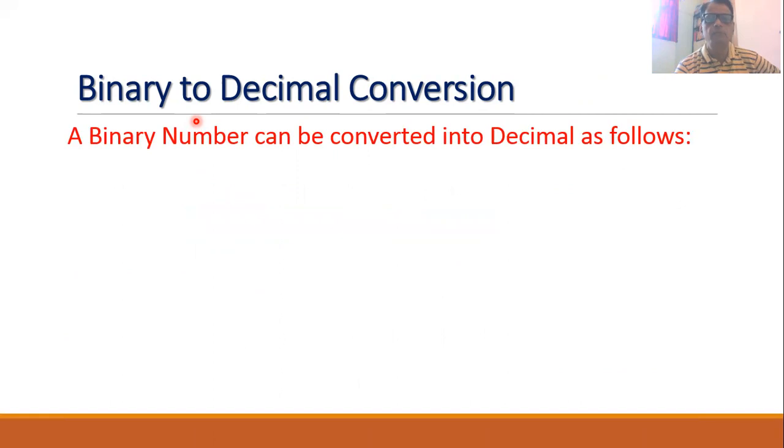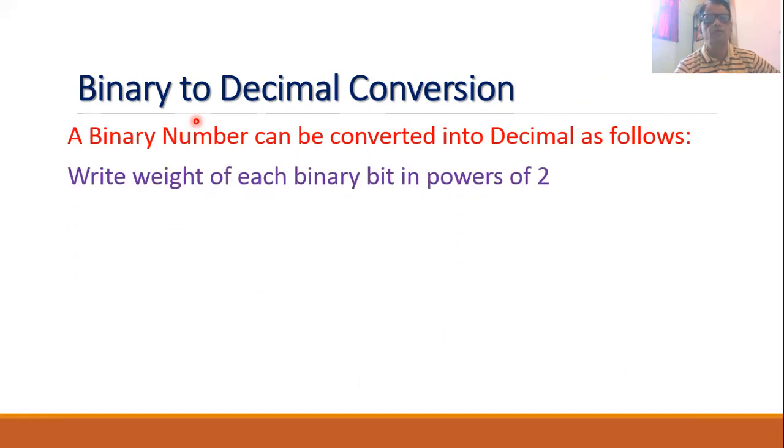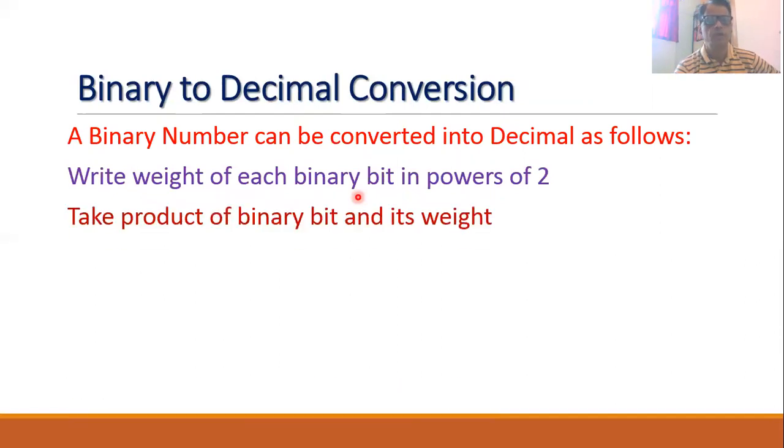A given binary number can be easily converted into a decimal number. And the steps or the procedure for this is like this. First of all, you know that a binary number will contain some bits, and therefore you have to write down the weight of each binary bit. And you know that the weight of each binary bit is in powers of 2.